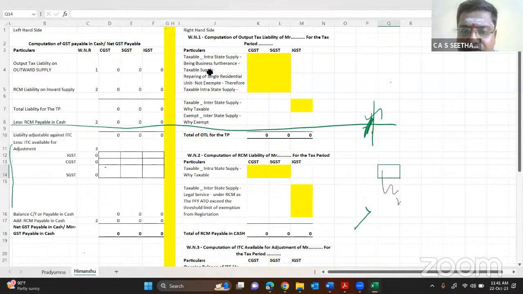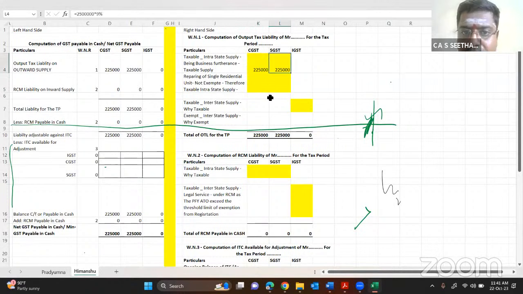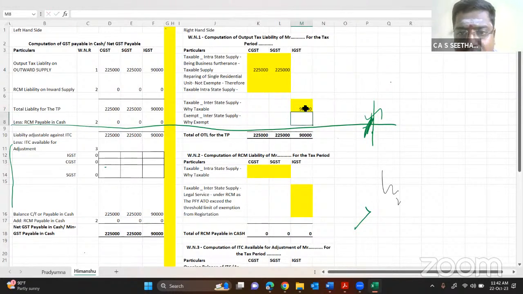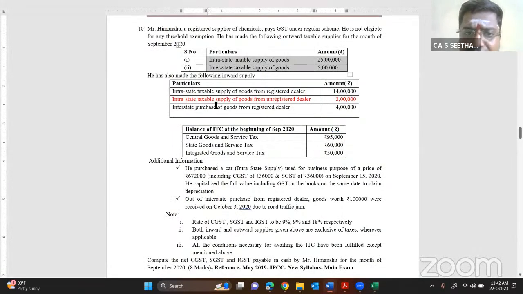So let's substitute these figures. And interstate taxable supply is 5 lakhs. So liability is quite frozen now. So we have done with the first one. Outward supply we have done.